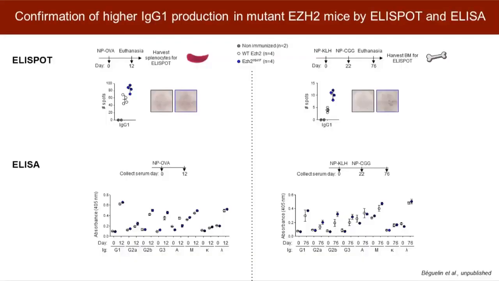To evaluate Ig production in wild-type versus mutant EZH2 mice, we did ELISpots with splenocytes and bone marrow cells, and ELISA with serum from immunized mice. ELISpot assays confirmed that mutant EZH2 plasma cells produce higher amounts of IgG1. And the ELISA confirmed that wild-type EZH2 produce higher amounts of IgA at short but not long times of immunization. We are now repeating this experiment to confirm the results.